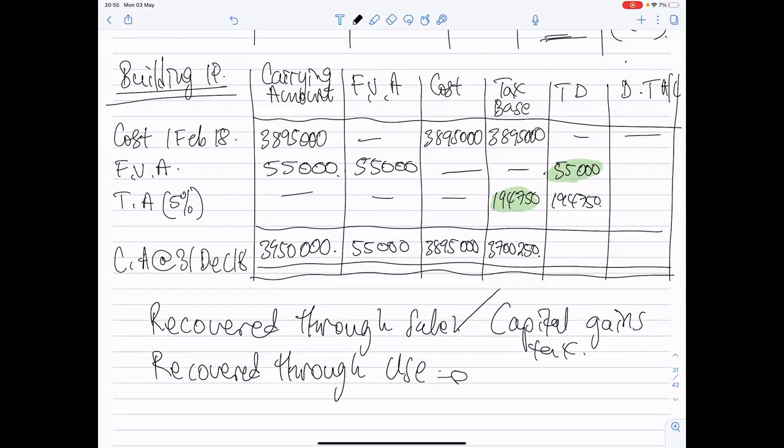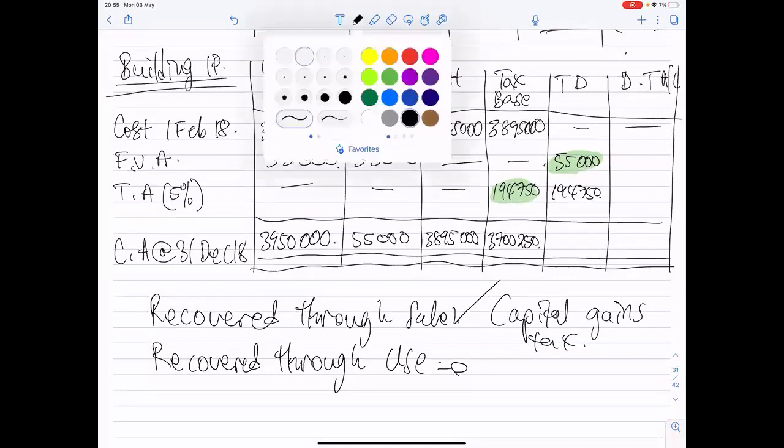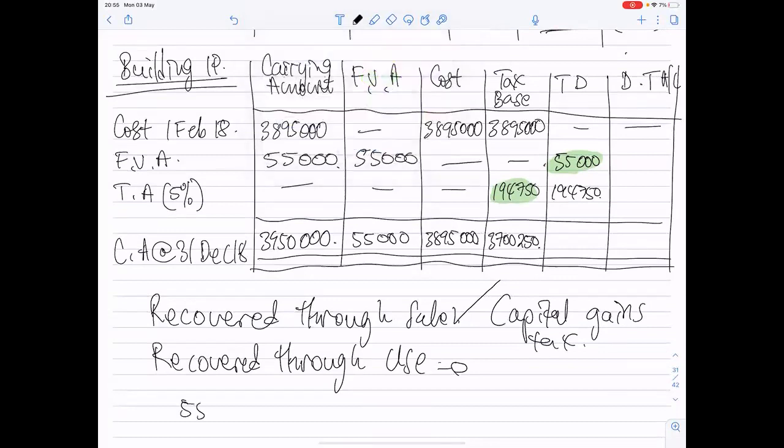So 55,000 is going to attract capital gains tax. So the deferred tax asset or liability is going to be 55,000 multiplied by 80% multiplied by 28%. So 55 by 0.8 by 0.28. I'm getting 12,320. And it is a liability.